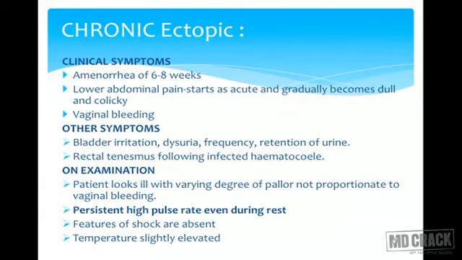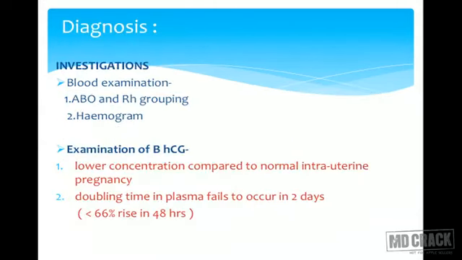On examination, these patients look ill. The patient has an ill-looking face, varying degrees of pallor depending on the amount of blood she has lost in the peritoneal cavity. Persistent high pulse rate. Even at rest, she would have tachycardia. Features of shock will not be there, but an ill-looking patient with tachycardia and some rise in body temperature would tell us that maybe she is having chronic ectopic.